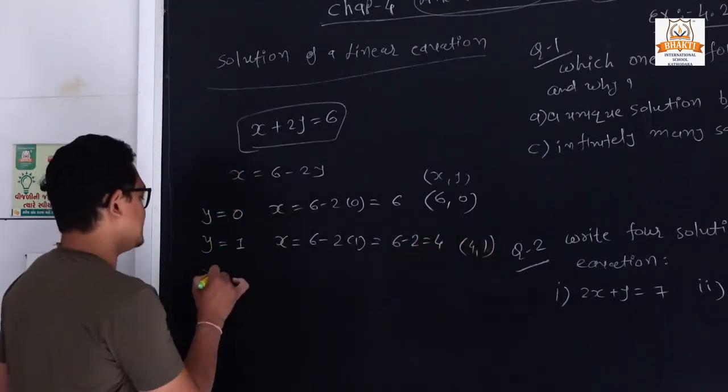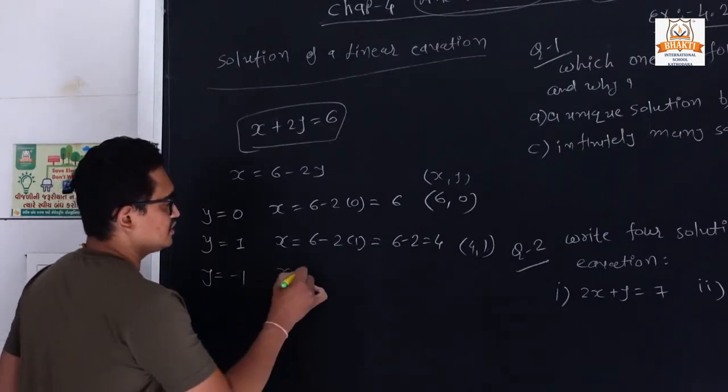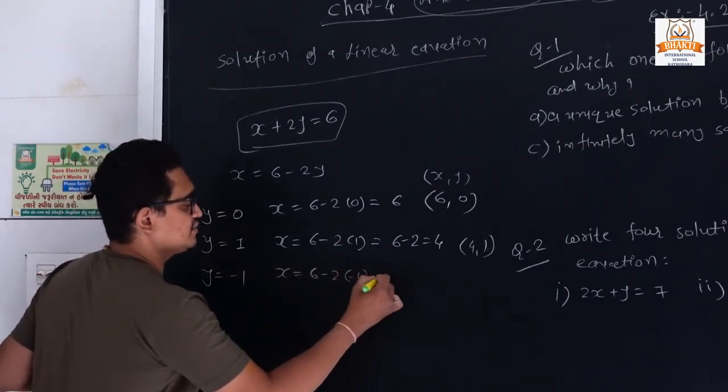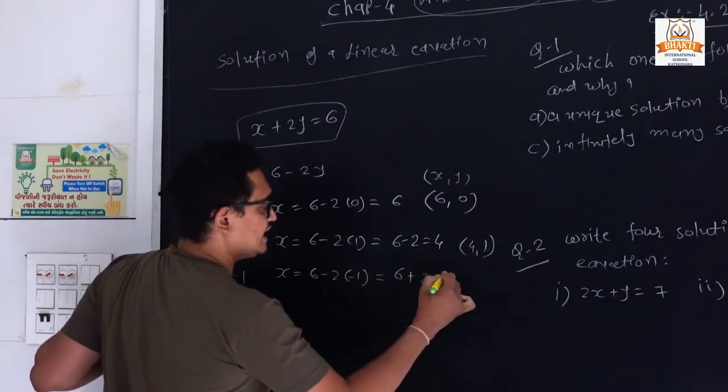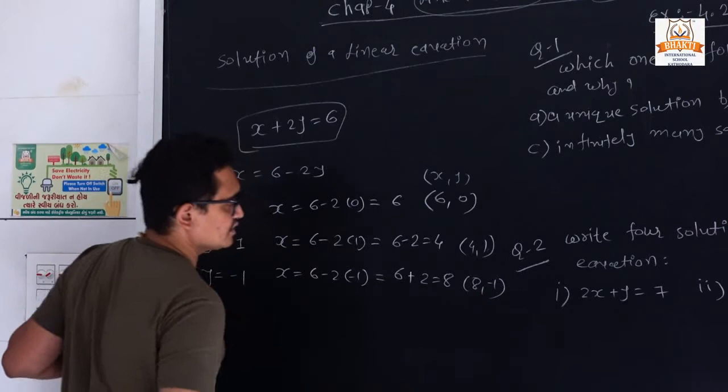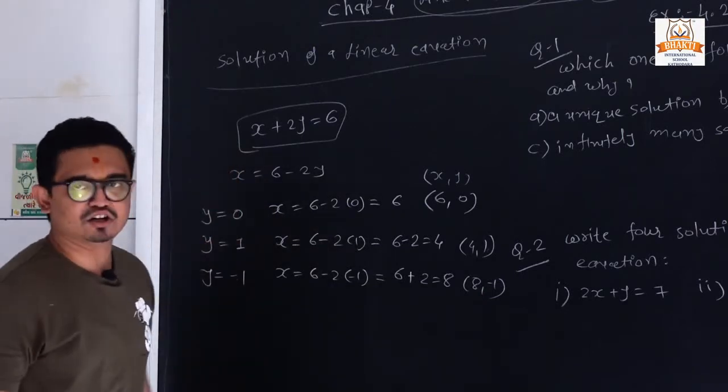Next we will put y is equal to minus 1. So 6 minus 2 in bracket minus 1. So minus minus becomes plus, 2 1s are 2. So it is 8. So 8 comma minus 1. So we can get the number of solutions.